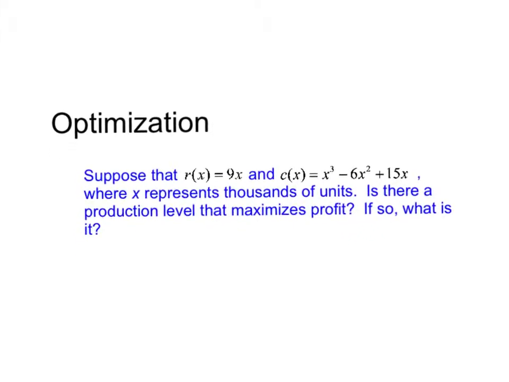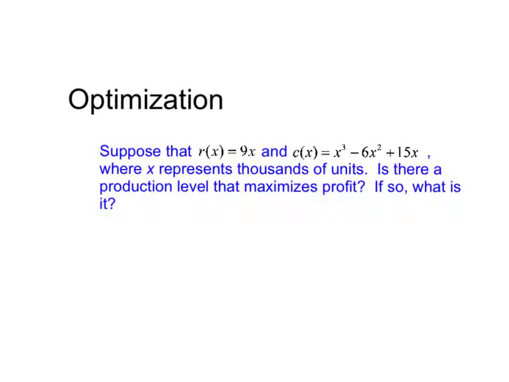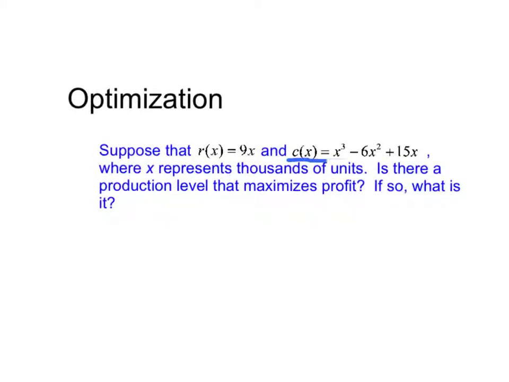So our first situation here is, let's say we've got two functions that model our profits for our company. So the revenue is 9 times the x, which is the amount of units, thousands of units sold. So you make 9 times the amount of units you sell. Now your cost is modeled by this cubic function here. So this is the cost for making your units. And what you want to know is, is there a level of production where I will maximize my profit? If so, what is it?